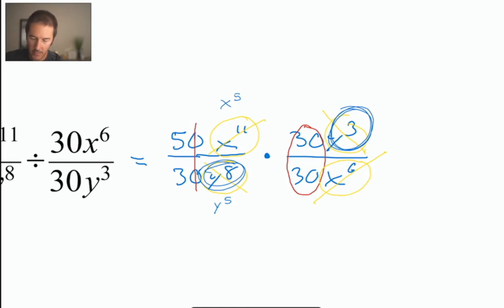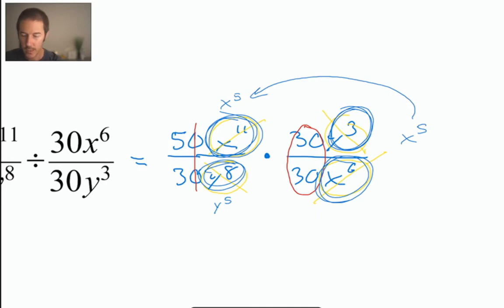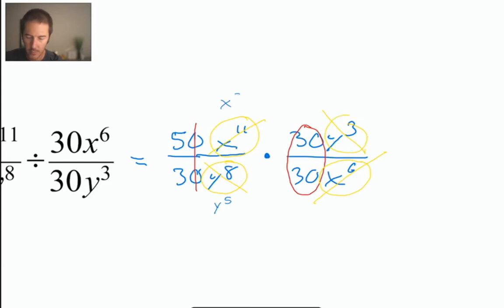Same thing is happening with my x variables. I've got x to the 11 here and x to the 6 here. What's 11 minus 6? X to the 5. Oh wait, that's what I wrote right here. So again, if you want to use that strategy or technique of subtracting upper exponent minus lower exponent, it will work. You can use that technique.